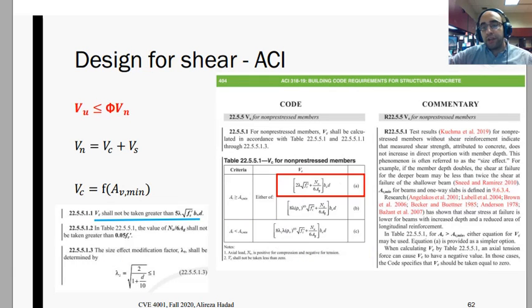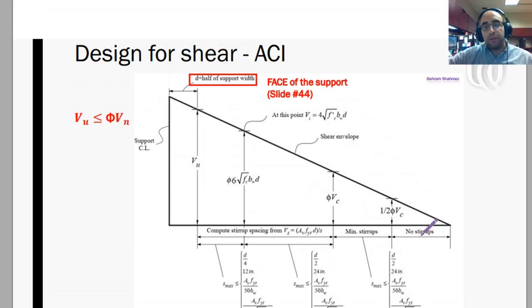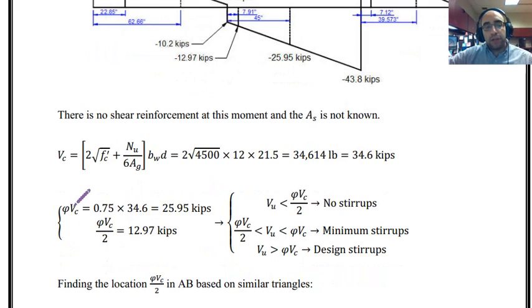Based on the diagram that we had over here, I have to calculate phi VC and phi VC over 2 and see if the amount of shear demand that I have in the shear envelope is lower than phi VC over 2, or between these values, or greater than these values. So I have to calculate phi VC. Phi is equal to 0.75 for shear strength. Including that, we can see phi VC is equal to 26 kips. Phi VC over 2 is about 13 kips, 12.97 kips.